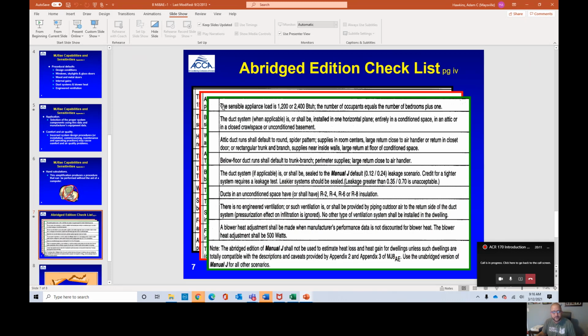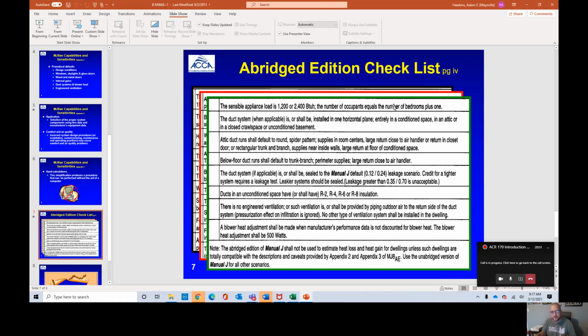All right, some things to account for. So, like I said here, appliances. I said earlier, appliance sensible load is 1,200 or 2,400 BTUs. The number of occupants equals the number of bedrooms plus 1. Okay, there's where I was wrong. So this is basically what Manual J accounts for. That the sensible heat load of the appliances is 1,200 or 2,400 BTUs. So if you had a large commercial kitchen or something and you had multiple coolers and whatever, that room is going to have to be treated a little differently than Manual J sets it up to be.